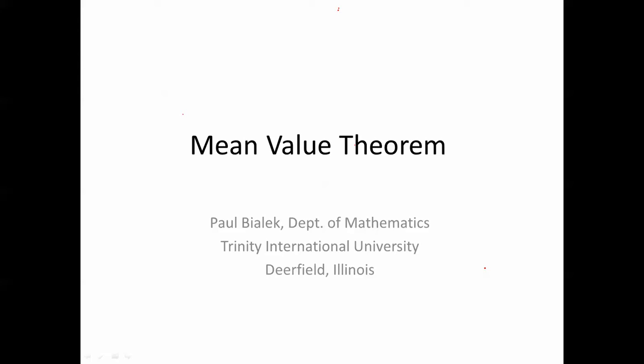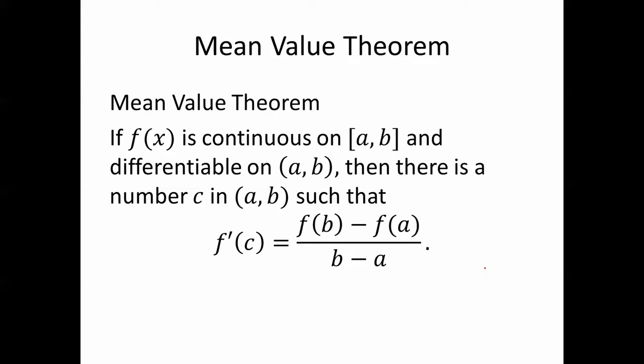Let's look at the mean value theorem. If f of x is continuous on the interval from a to b, including the endpoints, and it's differentiable on the interval from a to b, not necessarily including the endpoints, then there's a number c in the interval from a to b such that f prime of c equals f of b minus f of a all over b minus a. So let's look at what this is telling us, because it's quite a mouthful.